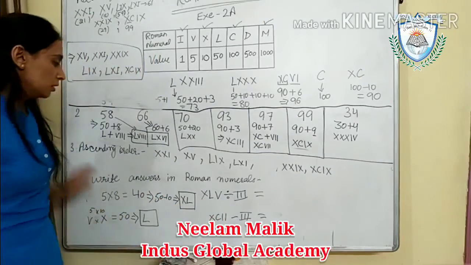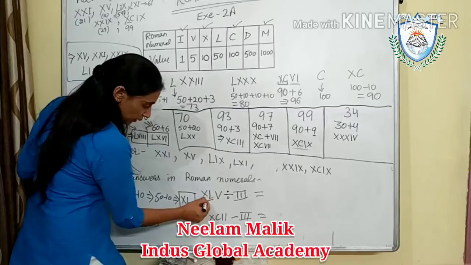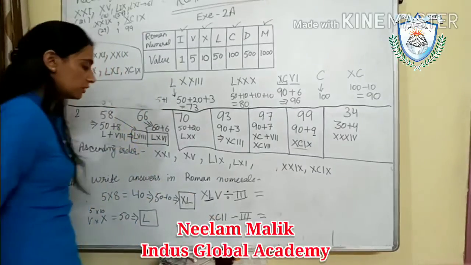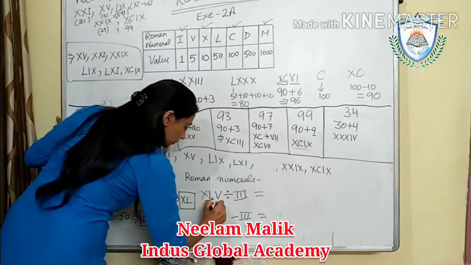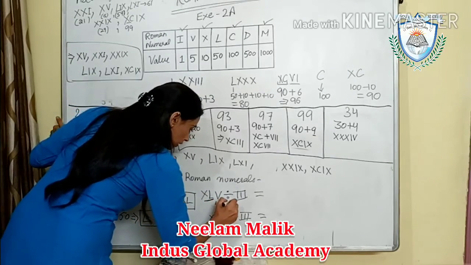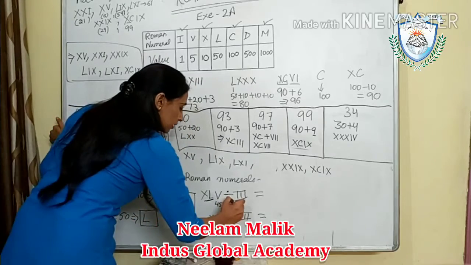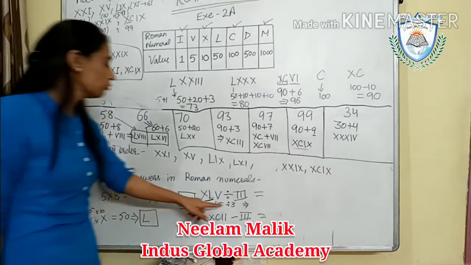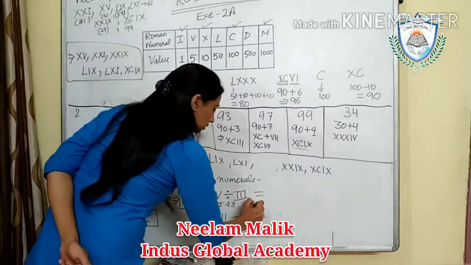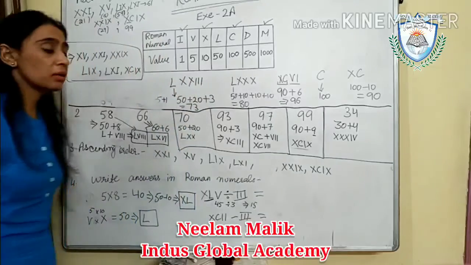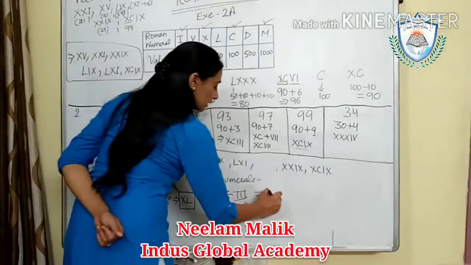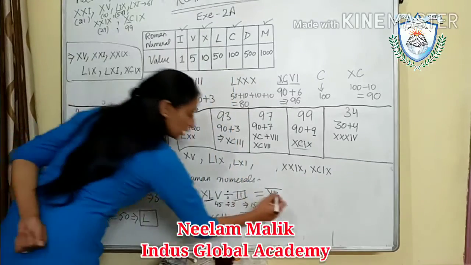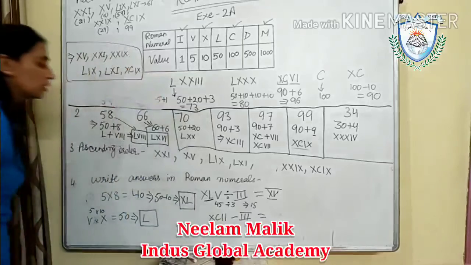Next is XLV. XL is 40. 40 plus 5, that means 45. And we have to divide this 45 by 3. So what will you get? You will get 15. How to write the Roman numeral for 15? 10 plus 5. So your answer is XV, 15.